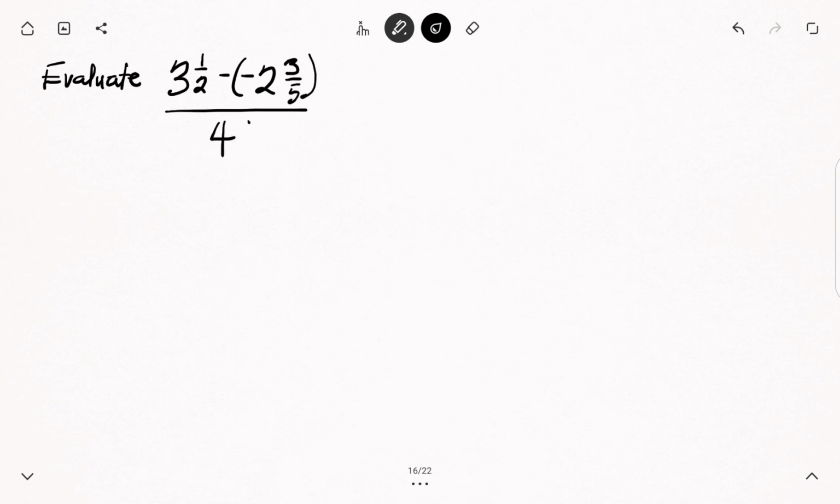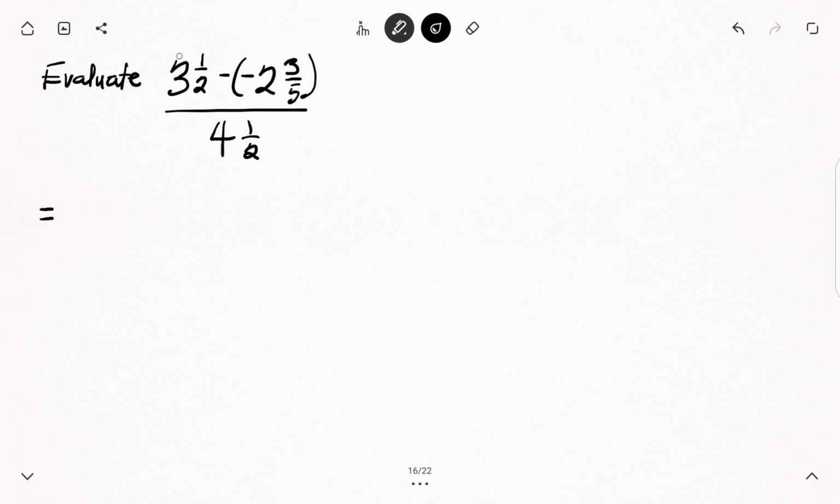So we are to evaluate the expression 3 whole number 1 over 2 minus into bracket minus 2 whole number 3 over 5 on 4 whole number 1 over 2. Okay, so let's go ahead and evaluate this expression. Like I said, the first thing we need to do is to rewrite the mixed fractions into improper fractions.